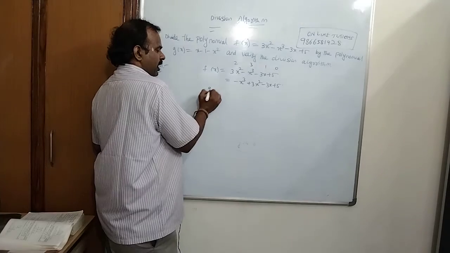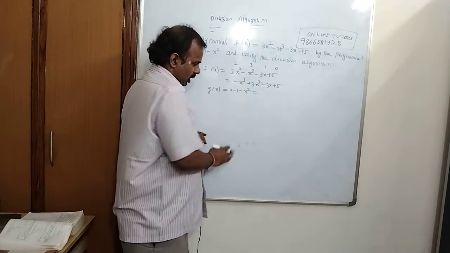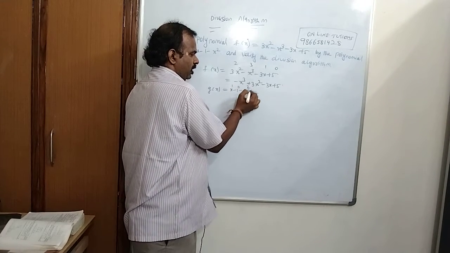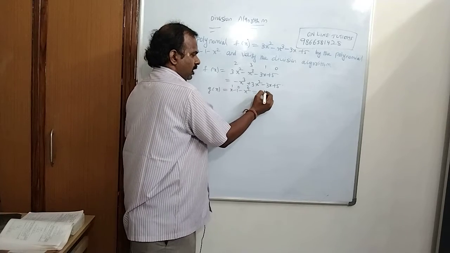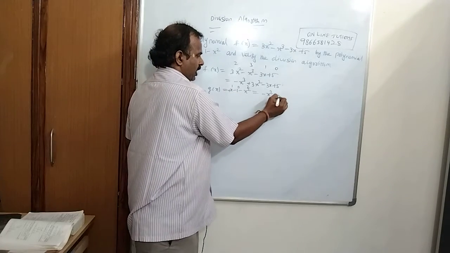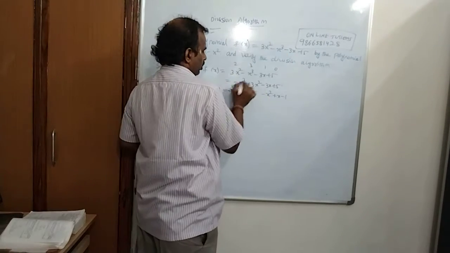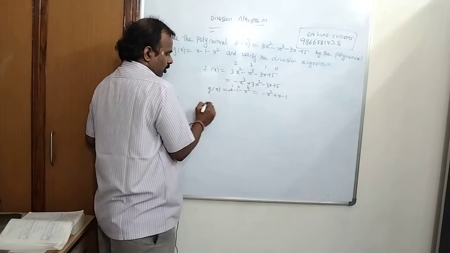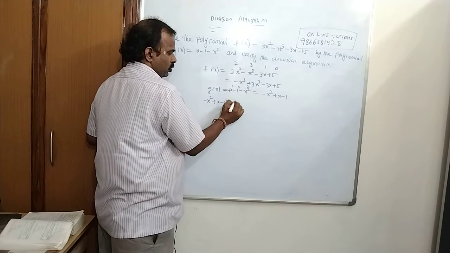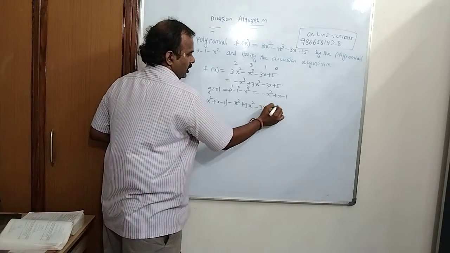Next, g of x is equal to x minus 1 minus x square. In this one also, here the power is 1, here it is 0, and here it is 2. We have to write it as 2, 1, 0. That is minus x square. Here the sign of x is plus, x minus 1. Now our polynomials are what? First the divisor, minus x square plus x minus 1, and the dividend, minus x cube plus 3x square minus 3x plus 5.